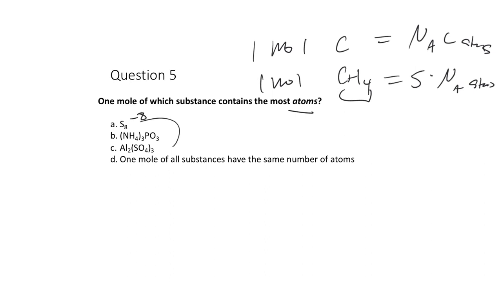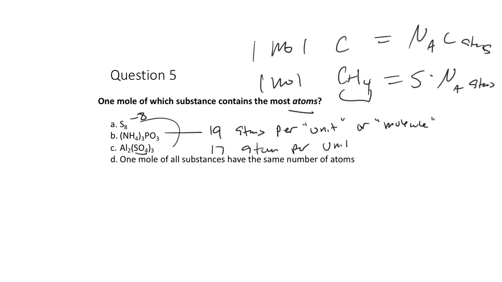So here we have 8 for S8, and I have 5 times 3 for 15, plus 4 for 19 atoms per unit or per molecule for (NH4)3PO3. And then for Al2(SO4)3, I only have 17. So I have 15 for 5 times 3, plus 2, 17 atoms per unit or molecule.